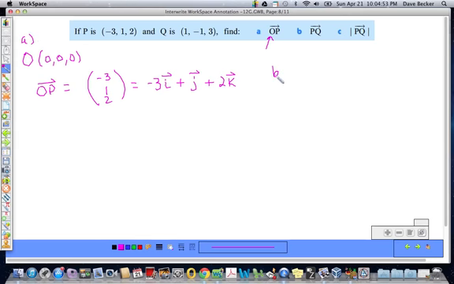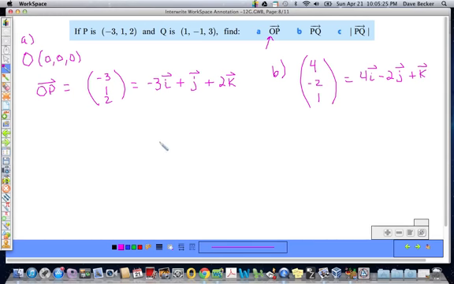Let's do B. PQ is going to equal, and we're just going to do this in our heads, 1 minus a negative 3 is 4. Negative 1 minus 1 is a negative 2. And 3 minus 2 is 1. That is in component form. In unit vector form, that would be 4i minus 2j, oh, that makes me hungry, plus k.